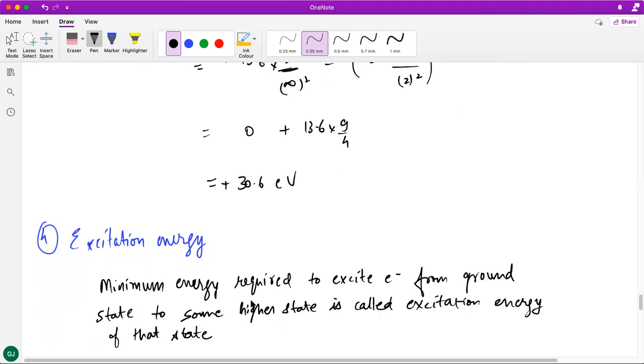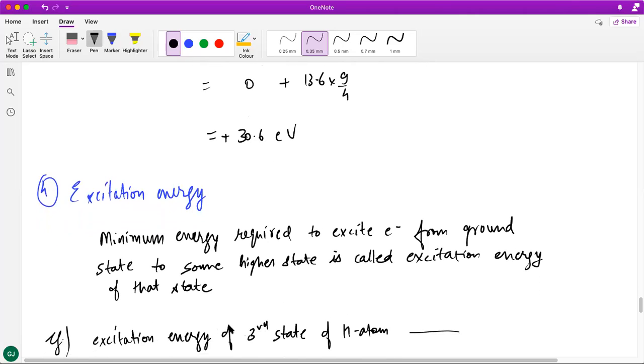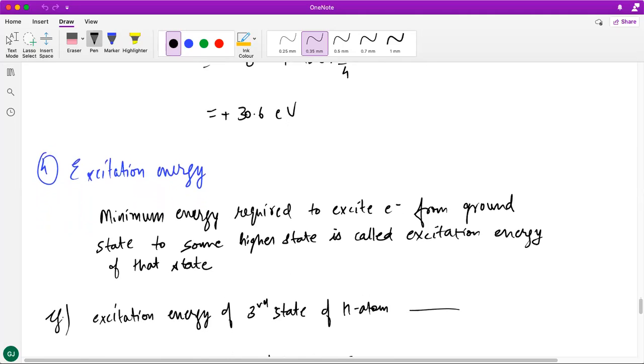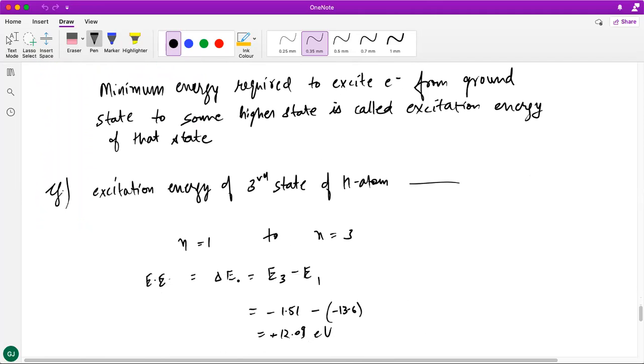ठीक है, खूब सारी इंग्लिश हो गई, तो एक बार simplify करते हैं इसको. Excitation energy of the third state of hydrogen atom. What will this mean? तो अब आप वापस से डेफिनेशन को रीड करो. Minimum energy required to excite an electron from ground state to some higher state is called the excitation energy of that state. यानी कि we will have to excite the electron from n equal to 1 to n equal to 3 in the hydrogen atom, and that energy which is required is going to be the excitation energy of the third state of hydrogen atom.